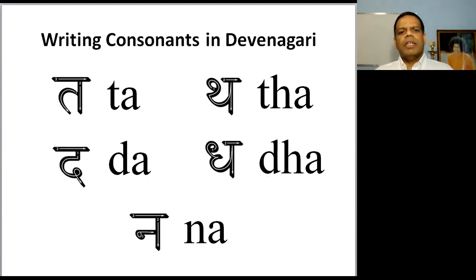The last one we covered is the ta varga. Note there is no dot at the bottom. This is the common soft ta. Ta, tha, da, dha, na.